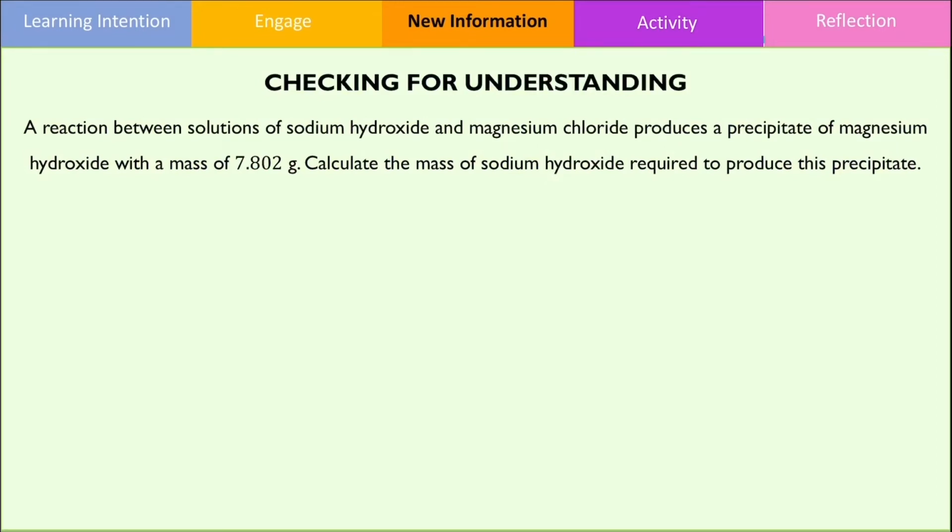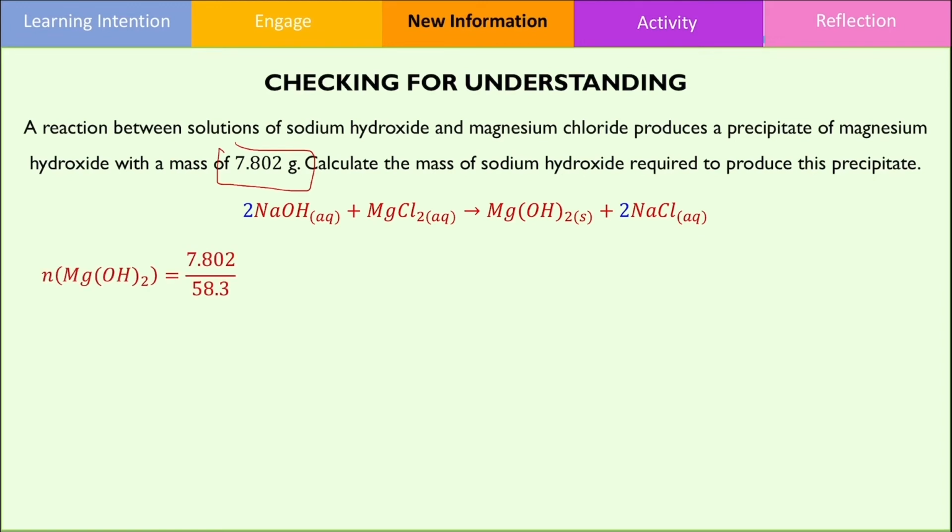The first thing that we're going to do is write down a chemical equation and establish what the products are, and then balance the chemical equation. Afterwards, I'm going to use the mass of magnesium hydroxide and convert it to the number of moles by dividing it by its molar mass. Once I've done this, I'm going to set up mole ratios so that I can find out the number of moles of sodium hydroxide.